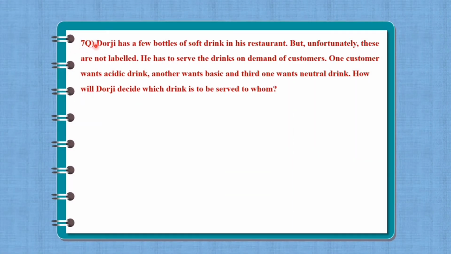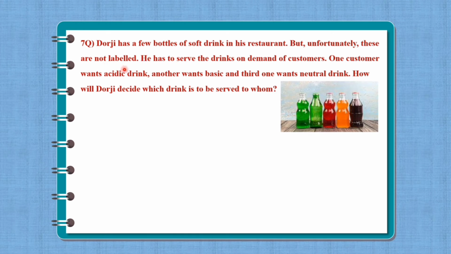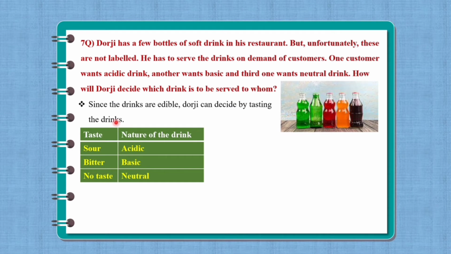Durji has a few bottles of soft drink in his restaurant, but unfortunately these are not labeled. He has to serve the drinks on the demand of customers. One customer wants an acidic drink, another wants a basic drink, and the third one wants a neutral drink. How will Durji decide which drink is to be served to whom? Since the drinks are edible, Durji can decide by tasting the drinks. Let us see the table. Sour taste indicates acidic drink, bitter taste indicates basic drink, no taste indicates neutral drink.